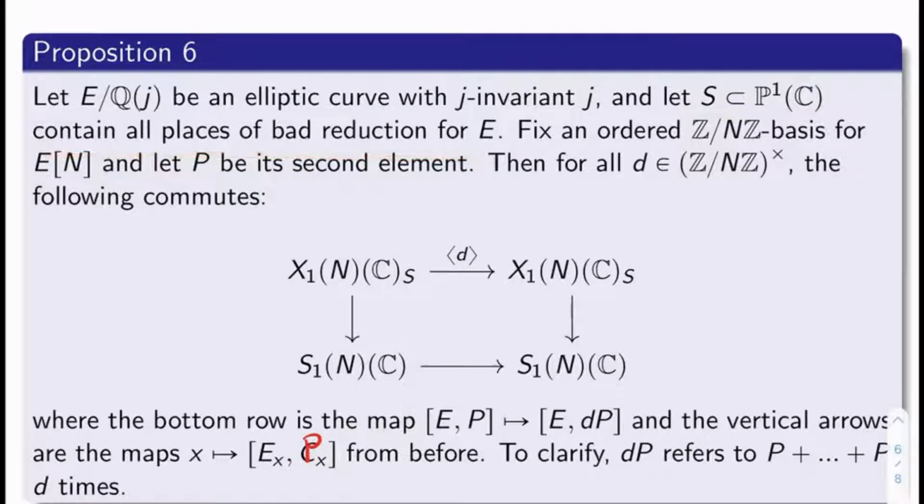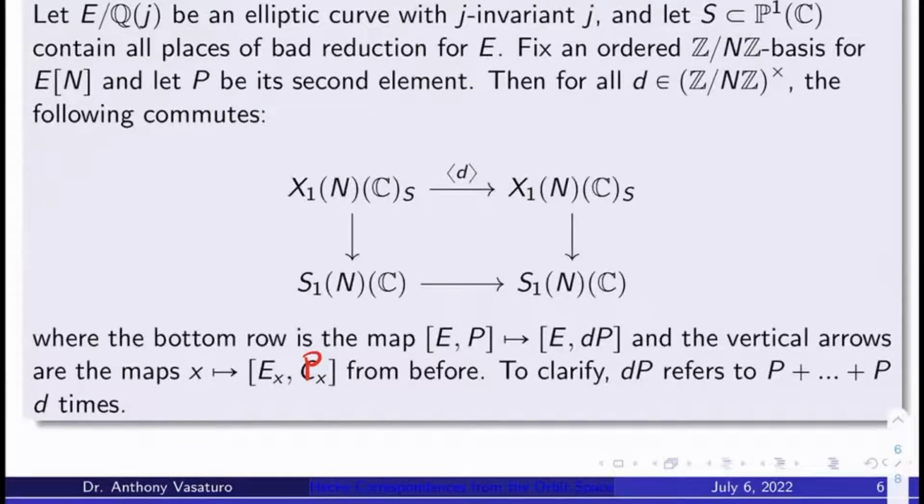For E, all the usual stuff: fix an ordered Z/NZ basis for the N-torsion of E. Let P be its second element because we're transposing. Then for all d in (Z/NZ)^×, it turns out the following diagram commutes. The diamond automorphism can be viewed as an automorphism, as we just got done seeing, of the complex points of X_1(N) to itself.